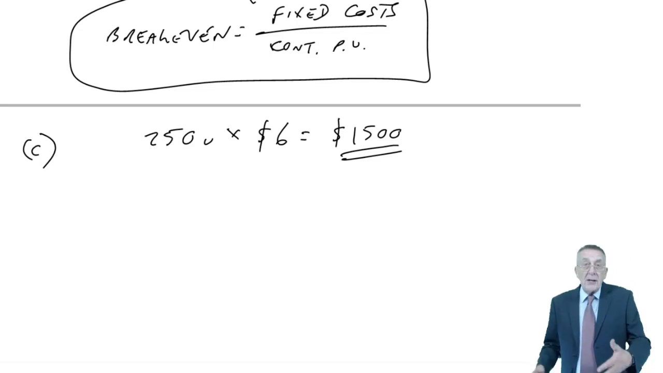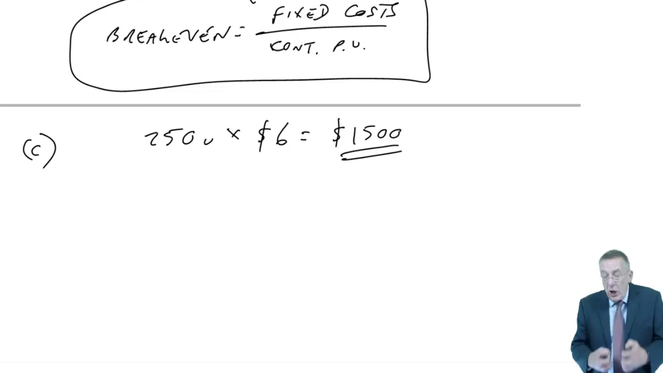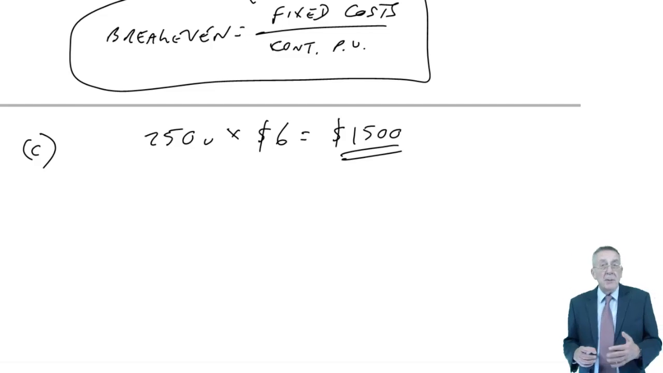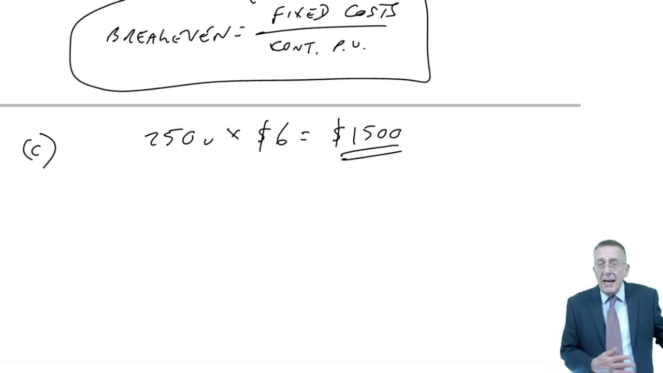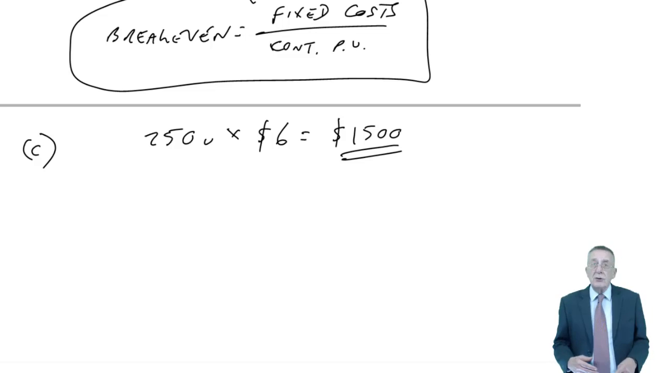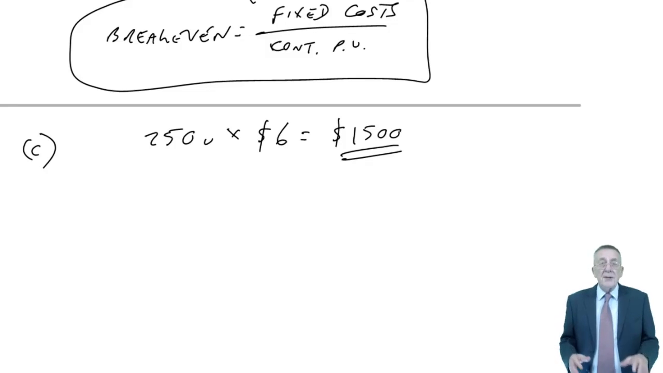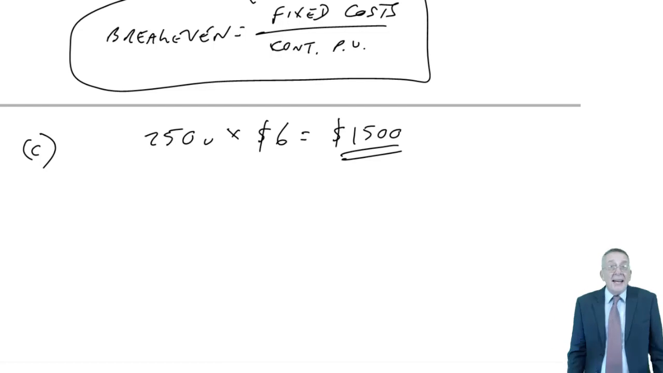Or, very often instead, we just look at revenue and say, well, we need to be earning revenue of 1,500 to be making a profit. And if we thought there was any risk of it being less than 250 units or 1,500 revenue, we might consider whether it was actually worthwhile taking the risk.